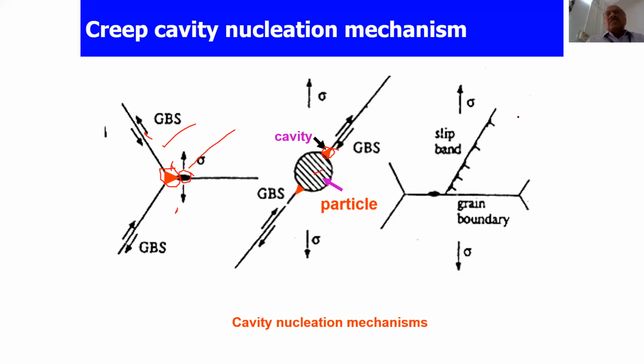A third situation is where you have slip bands. Deformation is happening, dislocations are moving on slip planes, and when such a slip plane interacts with a grain boundary, again it causes some stress concentration. And when so many dislocations and micro slip bands interact with the grain boundary, again sufficient stress is created, and a void is forming, a creep void gets nucleated.